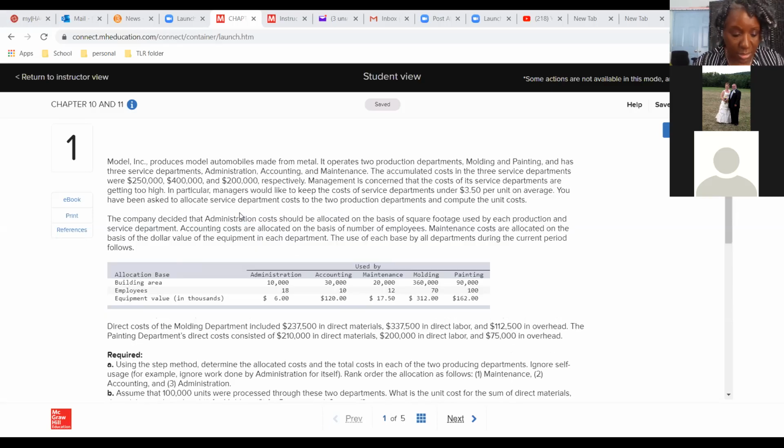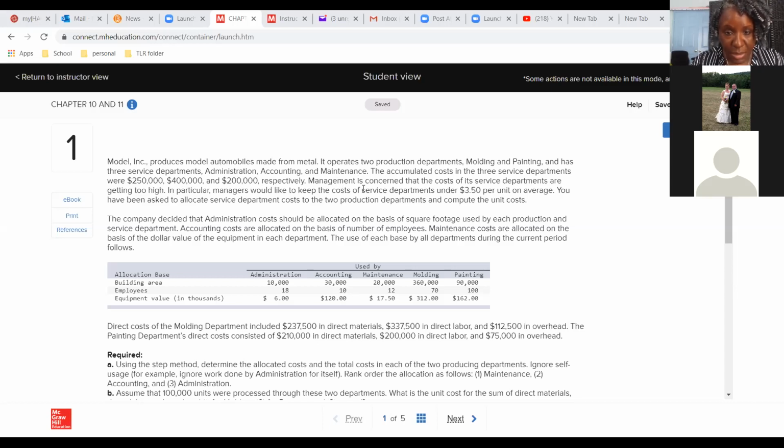Now let's take a look at the data that they're providing to us. If we're looking at the maintenance department, it has costs, and we've got to determine that. Now let's look at some more information here. It says, model produces automobiles made from metal. It operates 2 production departments, molding and painting, and it has 3 service departments, and we know about those. The accumulated costs in the 3 service departments are $250,000, $400,000, and $200,000 respectively. Again, the $250 is going to be the administration, $400 is going to be the accounting, and I would assume $200 is going to be the maintenance.